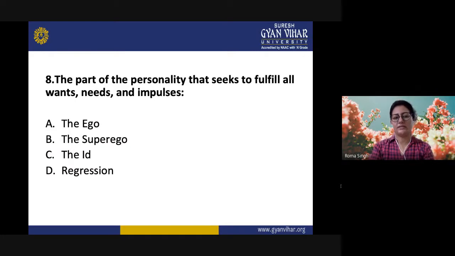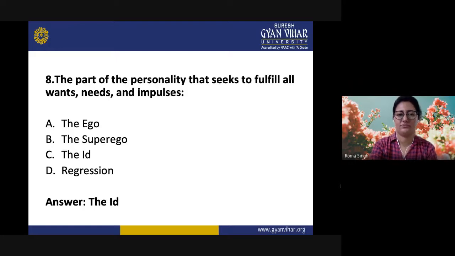Question number 8 is the part of the personality that seeks to fulfill all wants, needs, and impulses is. Options are the ego, the superego, the id, or regression. So here we can see the correct answer is the id, which is of primitive nature, of primal nature, which only focuses on the wish which it wants to achieve.